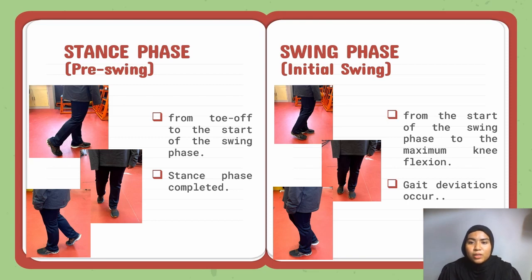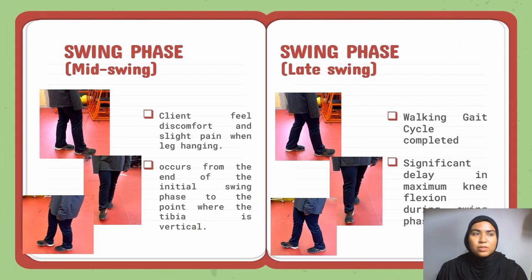Now we continue with the swing phase, which is initial swing. Initial swing is the phase from the start of the swing phase to the maximum knee flexion. Okay, this is where the gait deviation occurs, caused by a right knee injury.